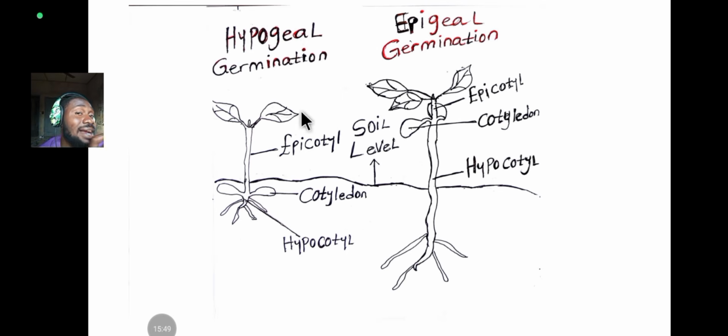This is the diagram of hypogeal and epigeal germination. You can see what we explained. Okay. First of all, let's understand the soil level. Here now is the soil level. This place is the soil level. Okay. So this is the soil level. Okay. Inside here now, this part is now soil. Okay. Here now above the soil. Above the soil. All right.